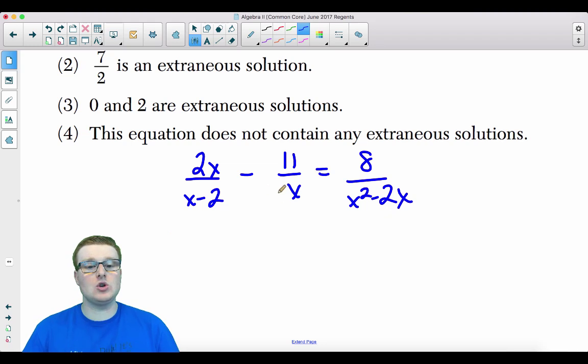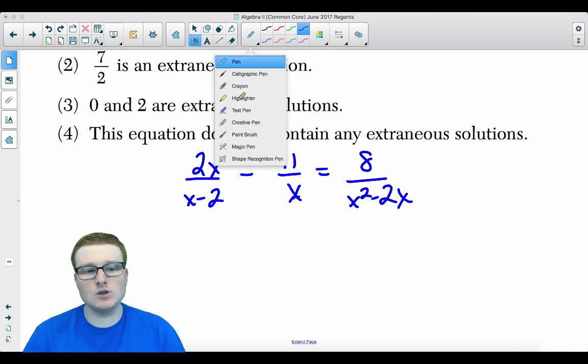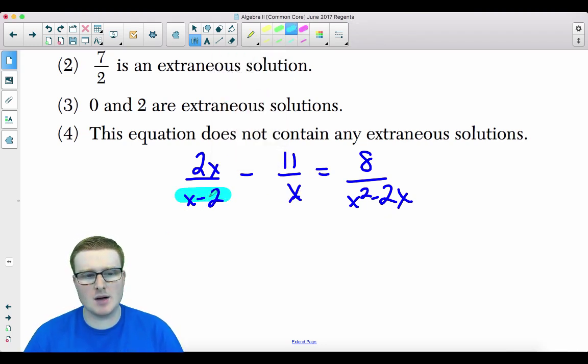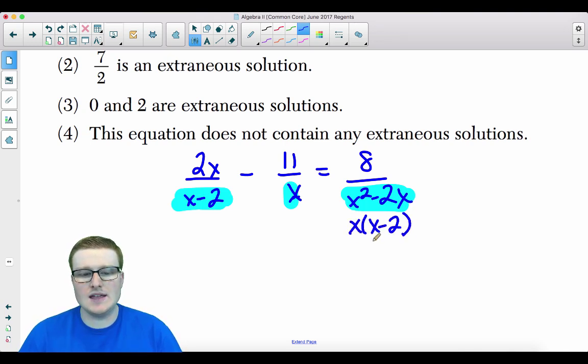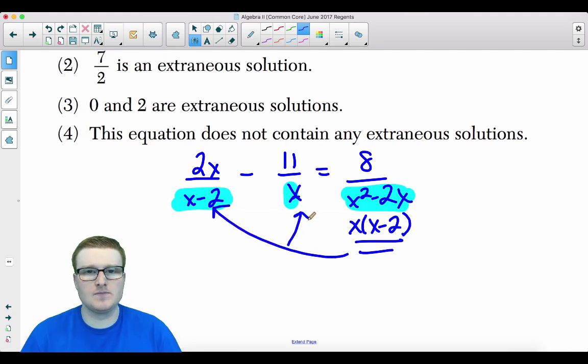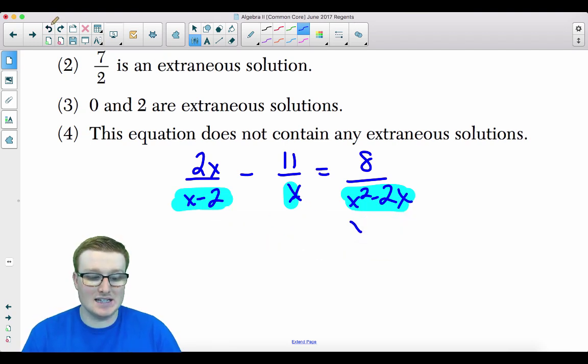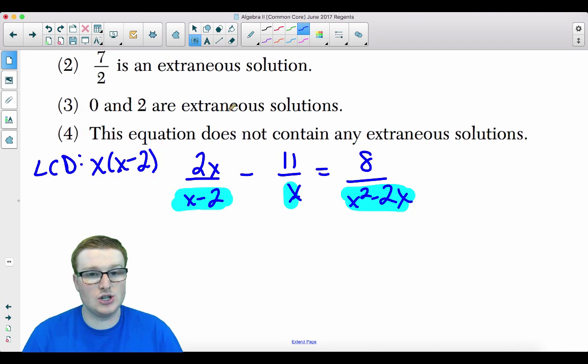Okay, so your LCD. What you need to do when you are trying to find the LCD, and this is probably the hardest part of the problem, is look for what's common. I see an x minus 2, an x, and an x squared minus 2x. Well, that x squared minus 2x is good for us because we could actually factor it as x times x minus 2, and these look a lot similar to these. So your least common denominator is actually x times x minus 2.